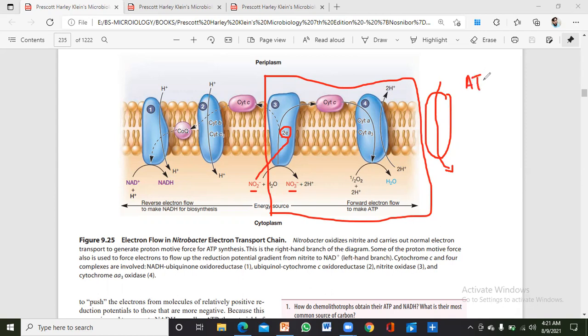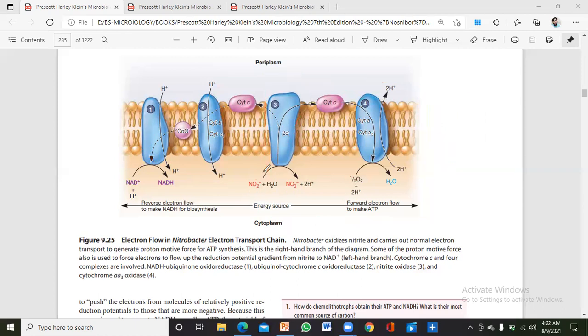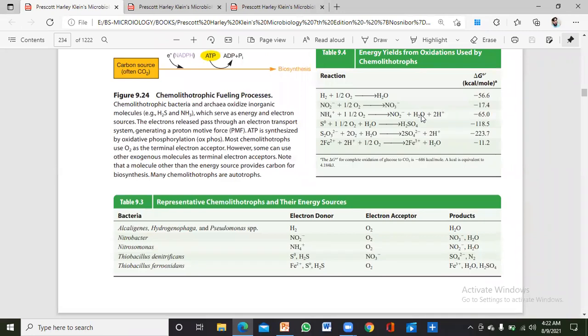ATP is produced. At the last I will show you the basic electron transport chain and how ATP is produced. But now, keep this in mind: these inorganic molecules donate their electrons to the electron transport chain. In our cells, basically NADH gives electrons to the electron transport chain, but here it is not the case. Basically, the electrons are given by the inorganic molecules. It is hydrogen, it is NO2, it is NH4. These are the electron donors.